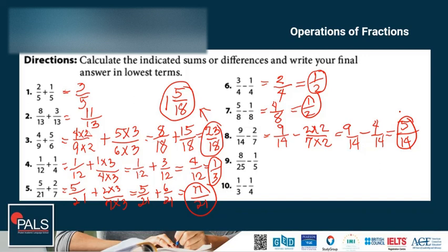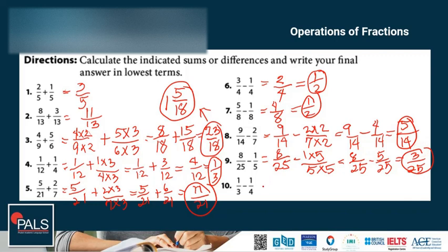Number 9, 8 over 25 minus 1 over 5. 25 can be divided by 5, so we will use 25 as the common denominator. So 25, 8 over 25 minus 1 times 5, because 5 times 5 is 25, equals 8 over 25 minus 5 over 25. The answer is 3 over 25.